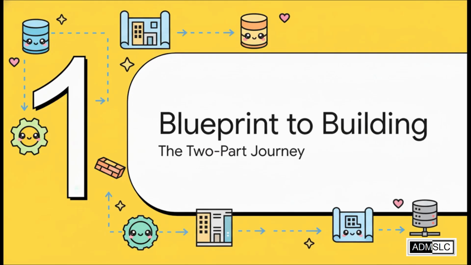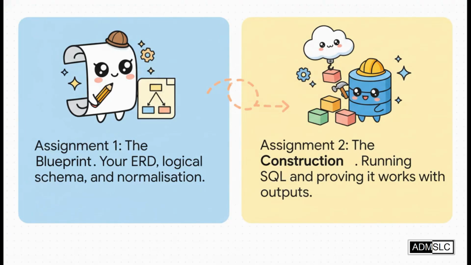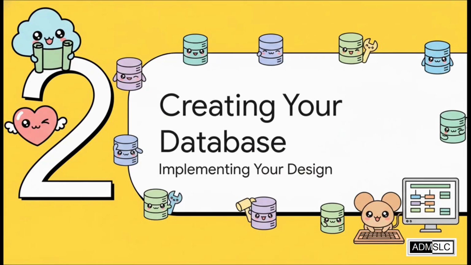Okay, first up, from blueprint to building. Before we even think about writing a single line of code, it's really important that we understand how that first assignment is the foundation for everything you're about to do. Just think of it like this. Assignment 1 was all about the design, right? You were the architect, creating the ERD, planning the schema, making sure everything was normalized. That was the blueprint. Assignment 2 is the construction phase. You're taking that exact blueprint and bringing it to life with actual SQL, and then, crucially, showing us that it works perfectly.